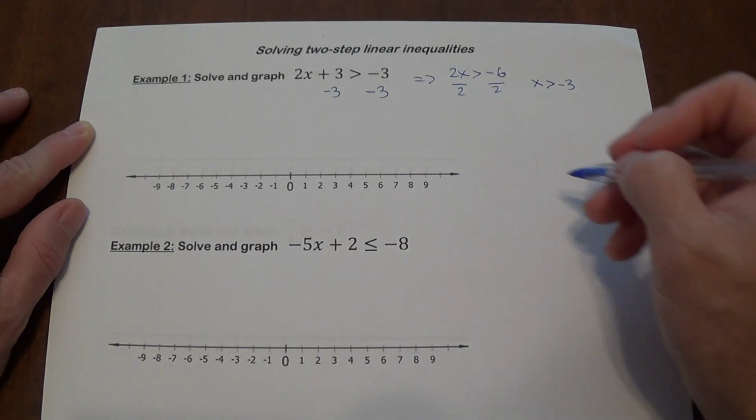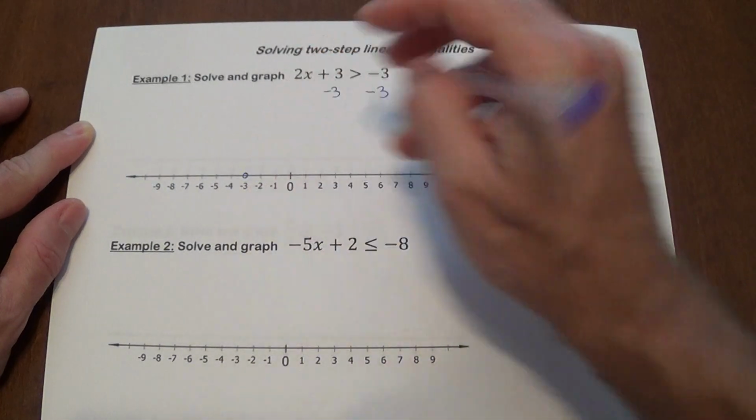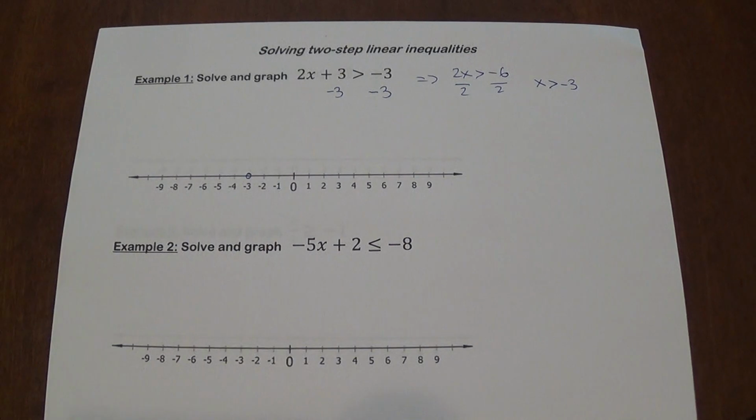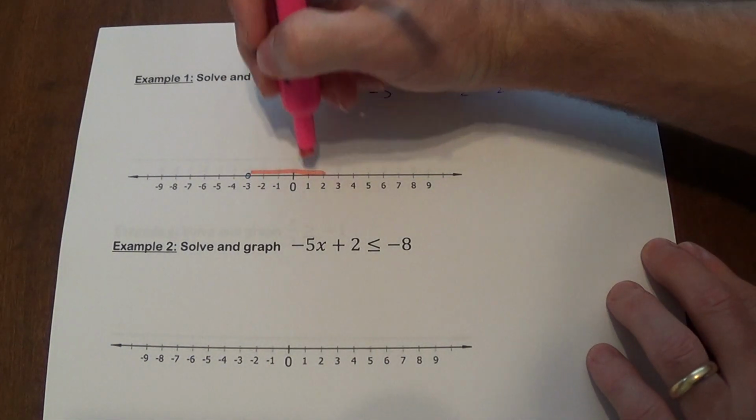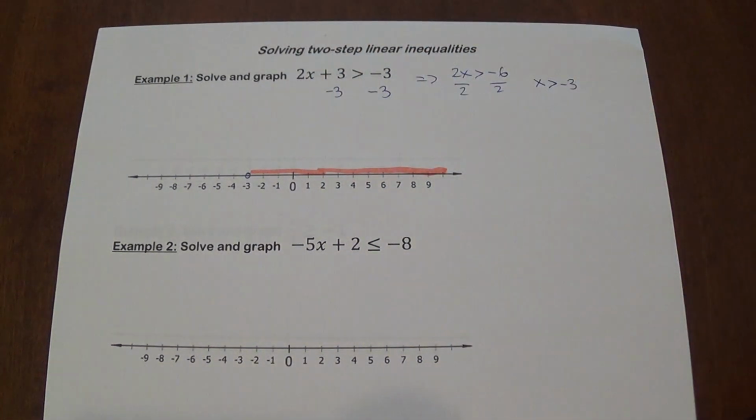Right? So negative 3 is here. It's going to be open. And we shade to the right because all the numbers that are greater than negative 3 are on the right of that. And this is what we have.